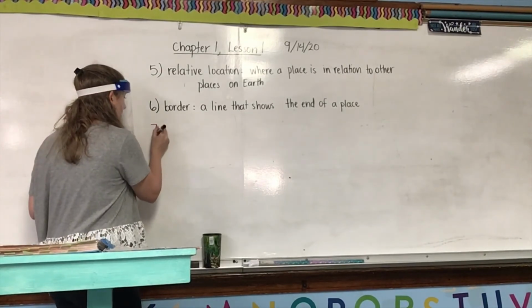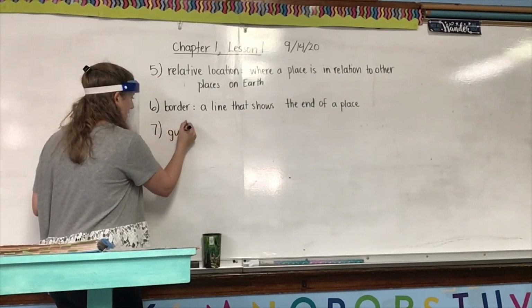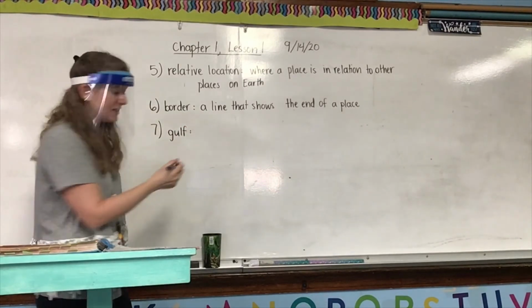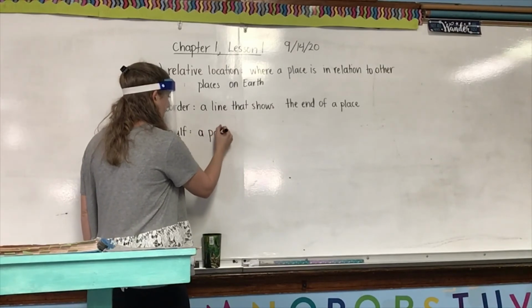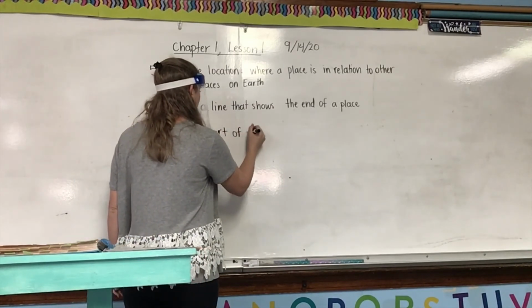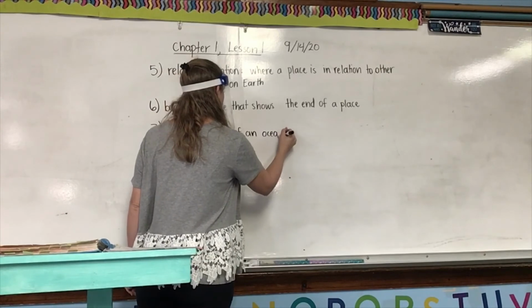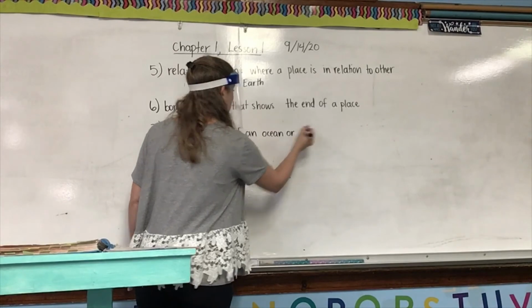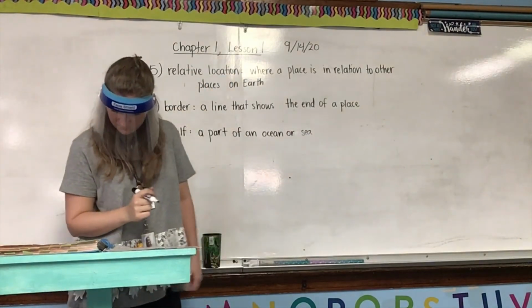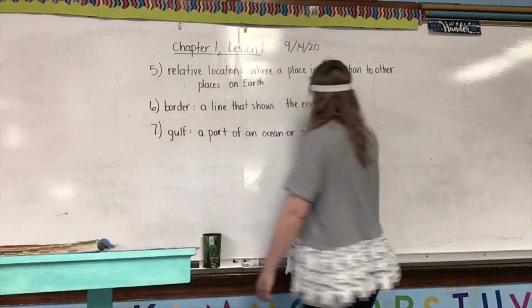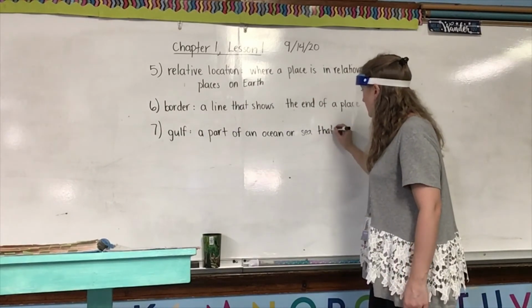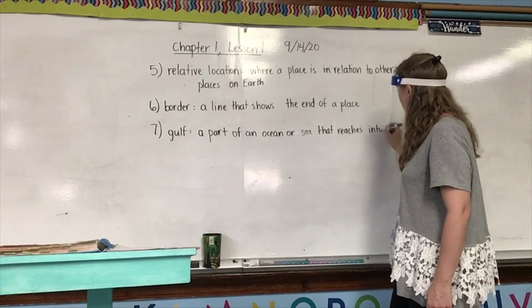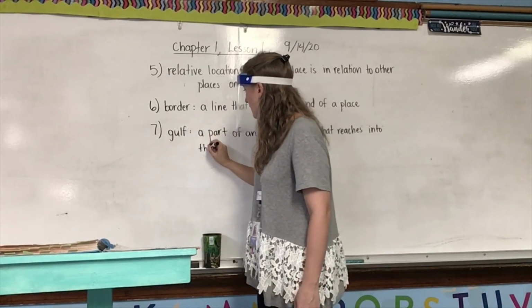So our last word, number 7, is the word Gulf. And it is a part of an ocean or sea that reaches into the land.